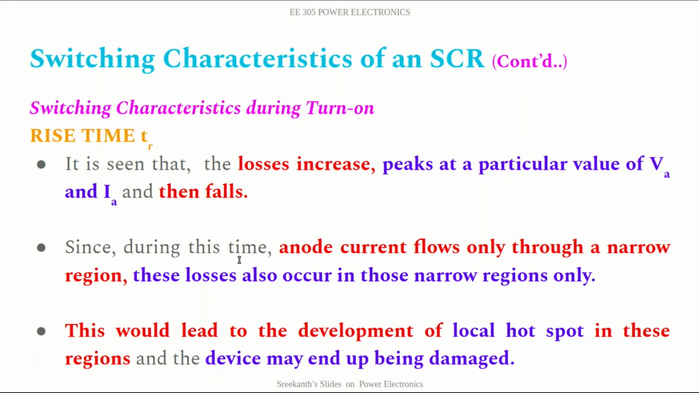Since during this time anode current flows only through a narrow region, these losses also occur in those narrow regions only. We had told earlier that it flows through a narrow region, and the losses also naturally occur only in those narrow regions. This would lead to development of local hotspots in these regions and the device may end up being damaged.